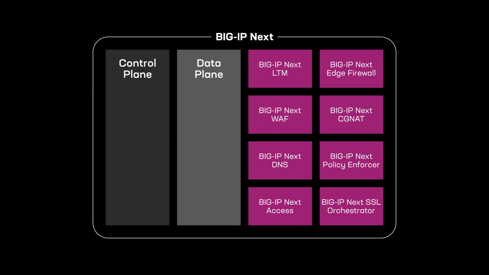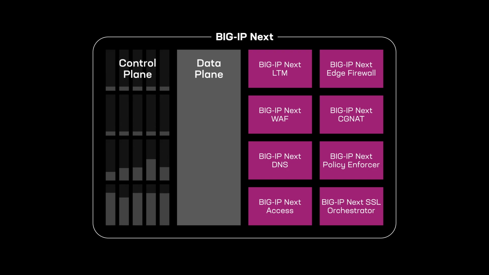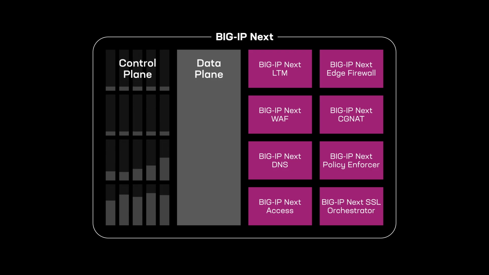The BigIP Next control plane has been decoupled from the data plane and is now multi-threaded, providing greater scale and automation. This control plane can now be scaled up or down independently of the data plane, helping meet the changing needs of your applications in highly dynamic environments.